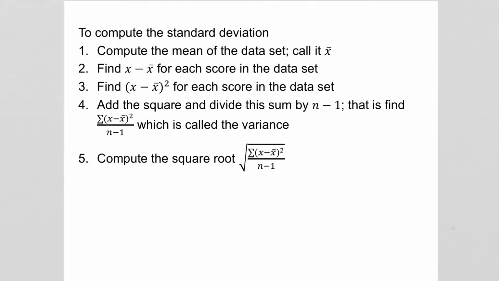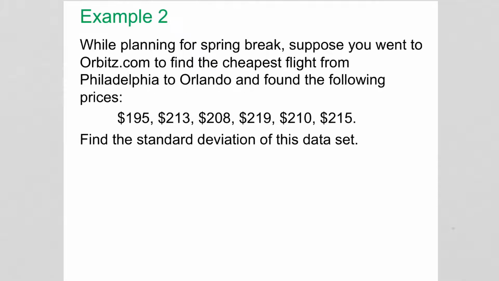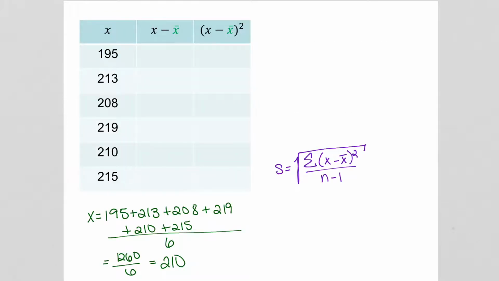The second step is to subtract the mean from each data value. So we'll take 195 and subtract 210. And that gives us negative 15. For the next one, we'll take 213 and subtract 210. That gives us 3. Then 208 minus 210 gives us negative 2. And so forth, we get 9, 0, and 5.